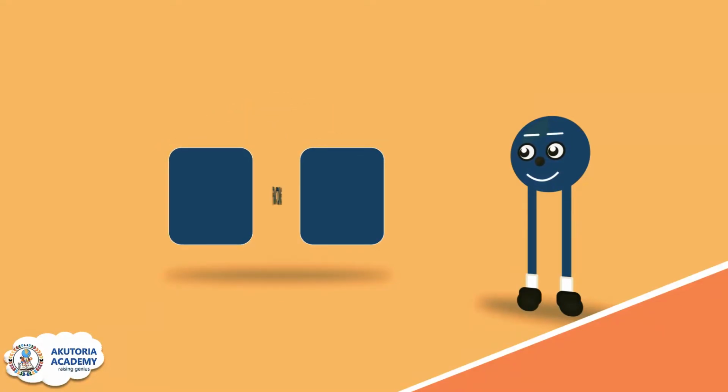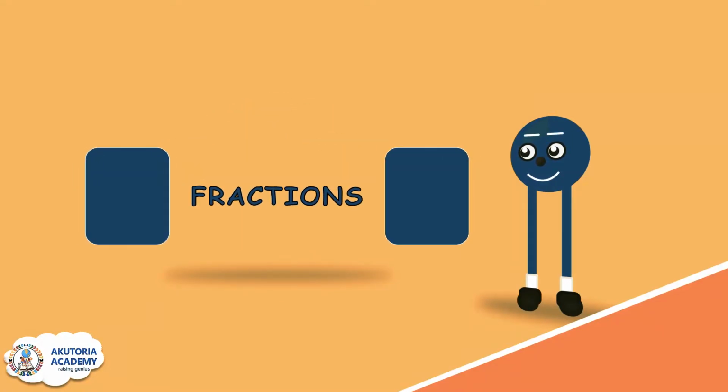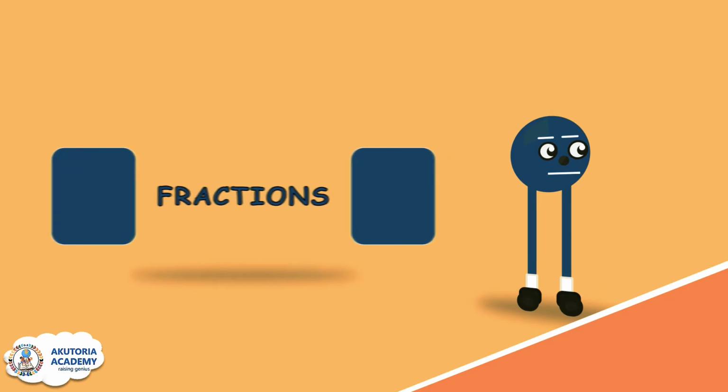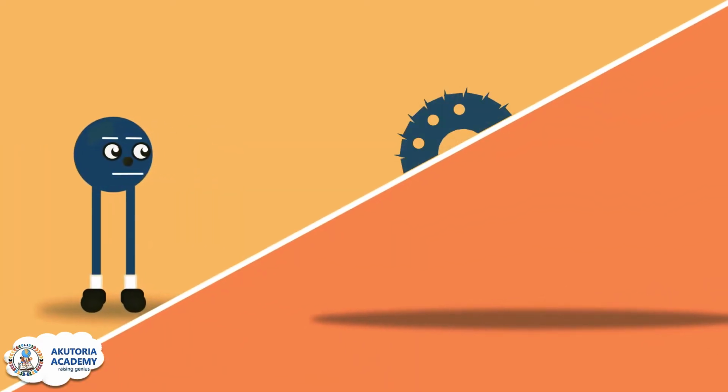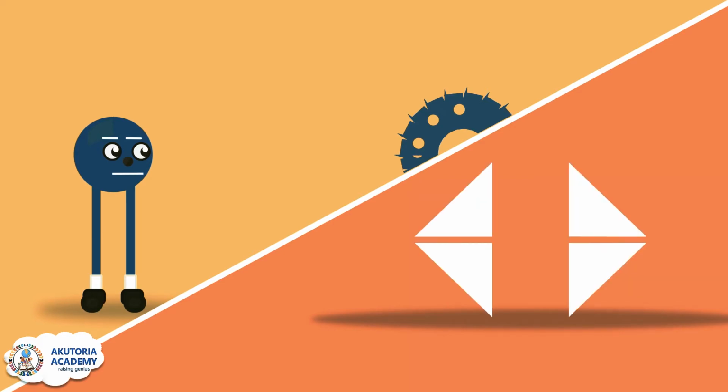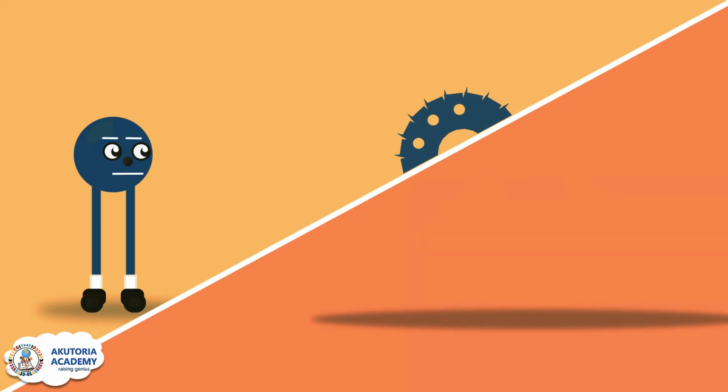Hello everyone. Today we will learn what a fraction is and how we can divide things into equal parts. A fraction is when we divide things or numbers into equal parts. We can divide things into 2 equal parts, 3 equal parts, 4 equal parts, 5 equal parts, and so on. But let's begin by dividing into 2 equal parts.